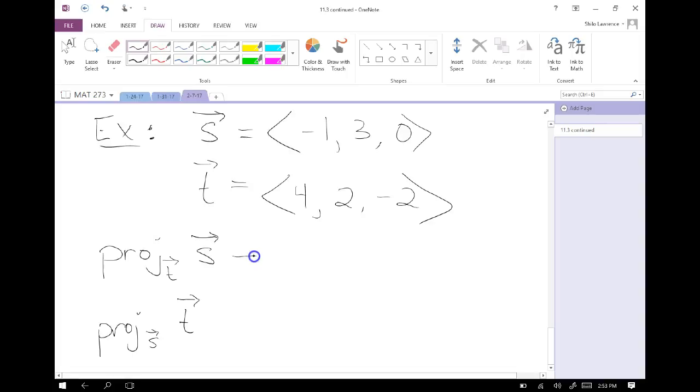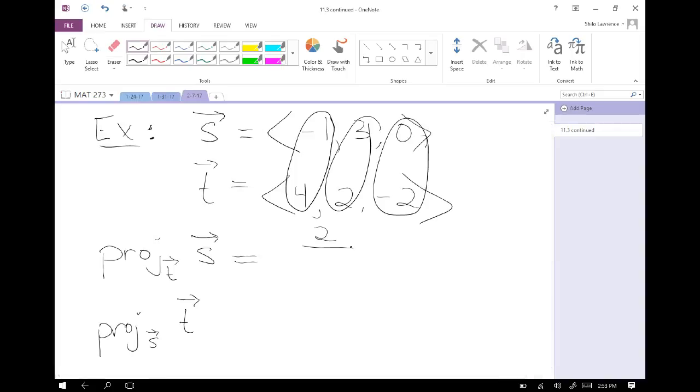For the projection of S onto T, what do we get for the dot product? 2. Because we're doing -1 times 4, and then 3 times 2, and then 0 times -2. So -4 plus 6 plus 0, we get 2. For S onto T, we want the magnitude of T squared in the bottom.